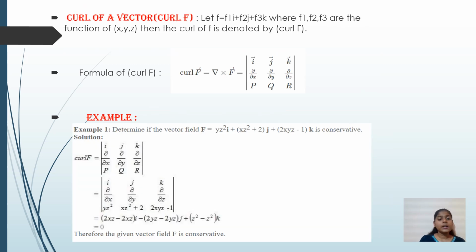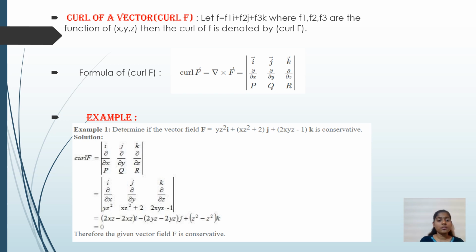Next, fourth one, curl of a vector, that is nothing but curl f. If f is equal to f1 i cap plus f2 j cap plus f3 k cap, where f1, f2, f3 are functions of x, y, z, then the curl of f is denoted by curl f. The formula of curl f is equal to del cross f bar, in determinant form: first row i j k, second row ∂/∂x, ∂/∂y, ∂/∂z, third row p q r.